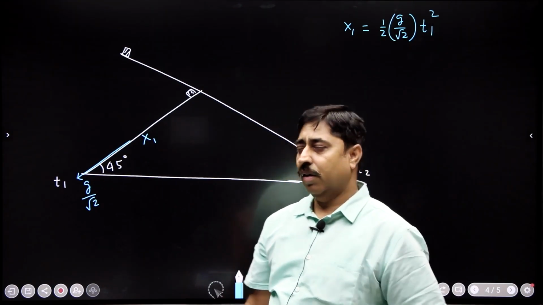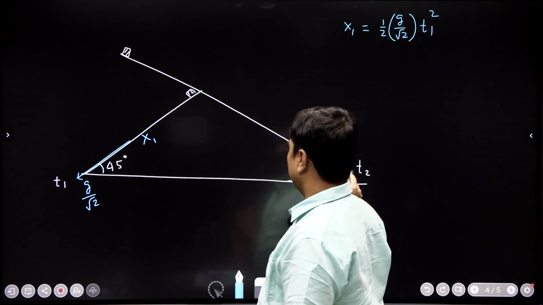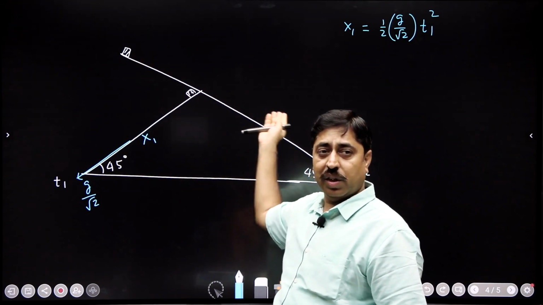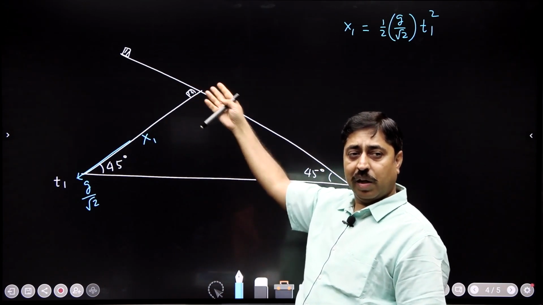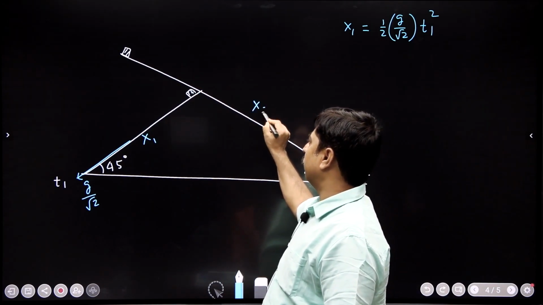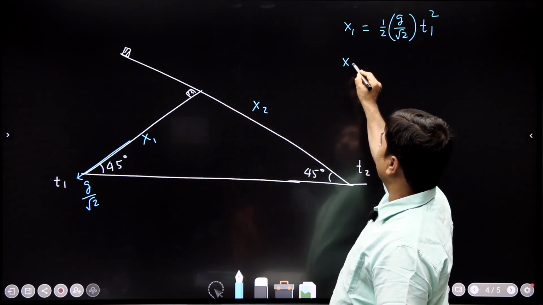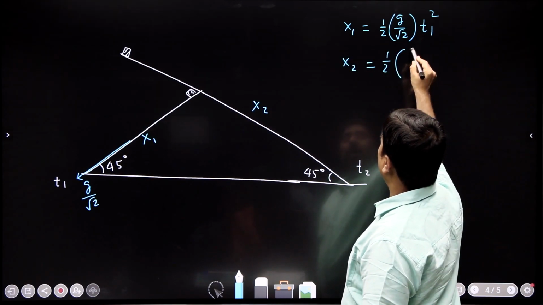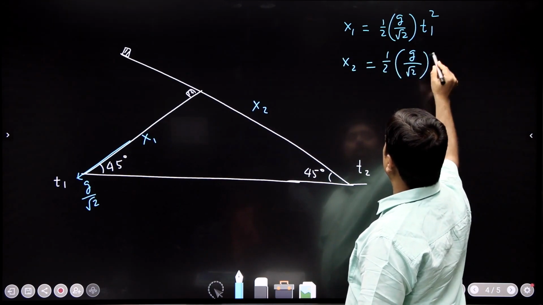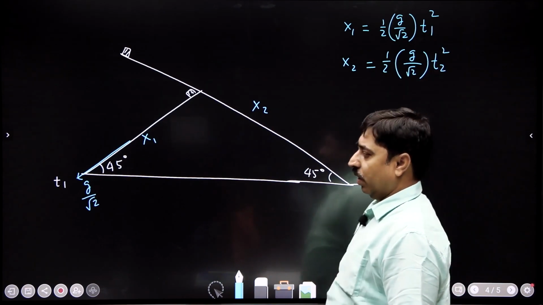This is the length. And similarly for this particle, if you consider the motion, acceleration is again g by root 2 and that particle takes time t2. So the length of this inclined plane x2 can be similarly written as half g by root 2 t2 square.